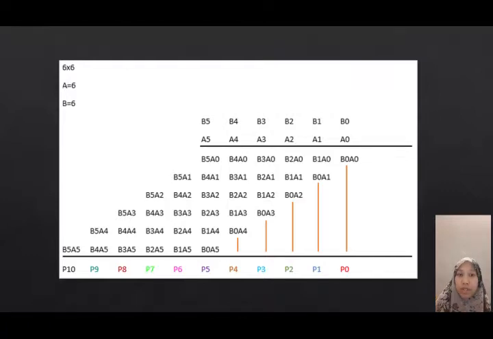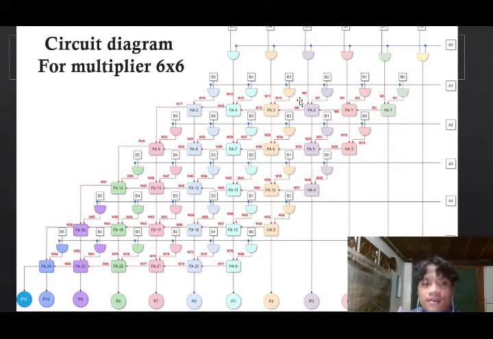B5 times A3 to get the P8 output, B4 times A4, B3 times A5 to get the P8 output. B5 times A4 to get the P9 output, B4 times A5 to get the P9 output. B5 times A5 to get the P10 output, and so on. Okay, thank you Fika for the explanation.